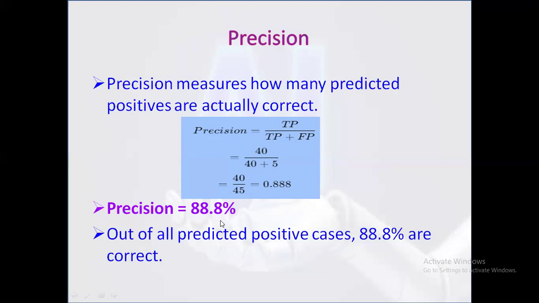The precision percentage is 88.8, which means that out of all predicted positive cases, approximately 89 percent are correct. This shows that the model's positive predictions are reliable and it produces relatively fewer false alarms. Such performance is desirable in systems where incorrect positive predictions are expensive or risky.